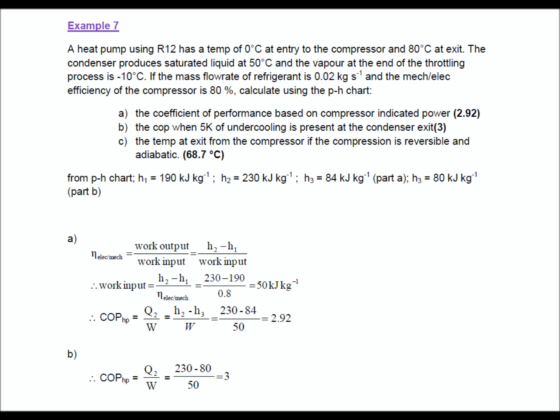We're given the flow rate as 0.02 kilograms per second, and we're also given the mechanical electrical efficiency of the compressor as 80%. So we're asked to find, having plotted the system on a pH chart, the coefficient of performance based on compressor indicated power, in other words using the mechanical electrical efficiency. Then the coefficient of performance if there is 5 K of undercooling at the condenser exit, and then finally the temperature at exit from the compressor if we assume that the compression process is isentropic, in other words reversible and adiabatic.